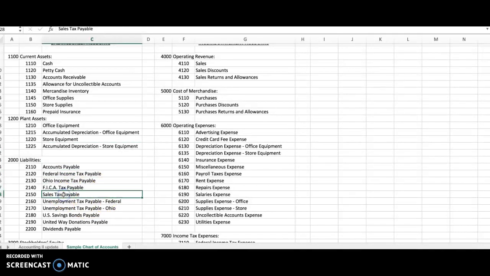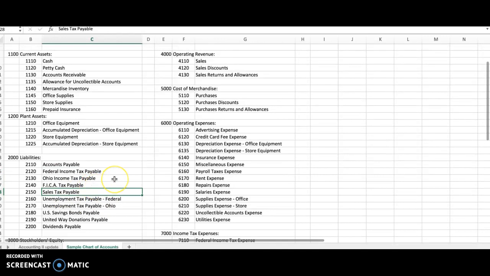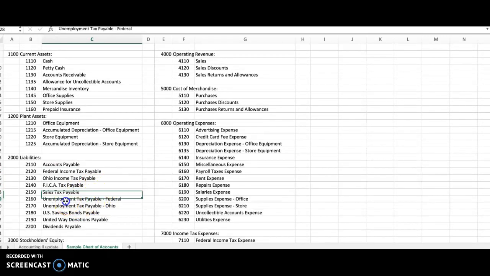Now something new that we will deal with in topic 10 called sales tax payable that we will spend quite a bit of time with. Unemployment tax that we have to deal with. A couple things that might be benefits for employees. U.S. savings bonds payable. What this indicates to us is that we are withholding money for the employees and buying U.S. savings bonds on their behalf.